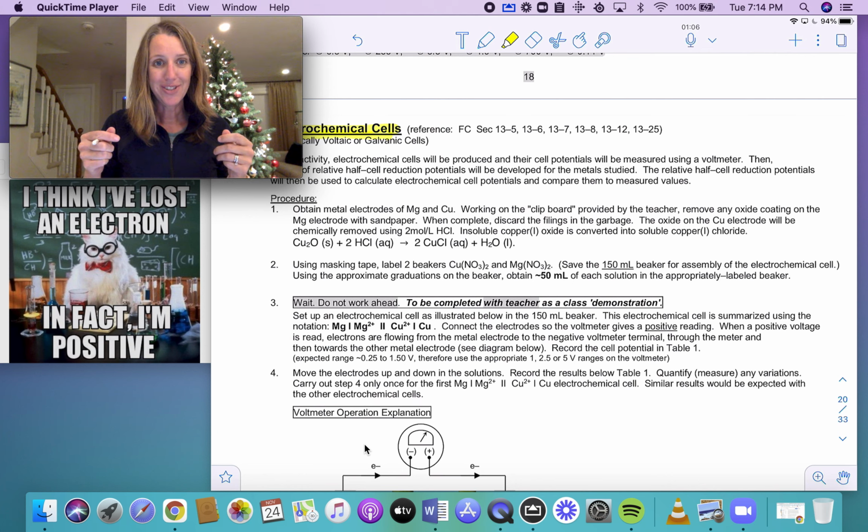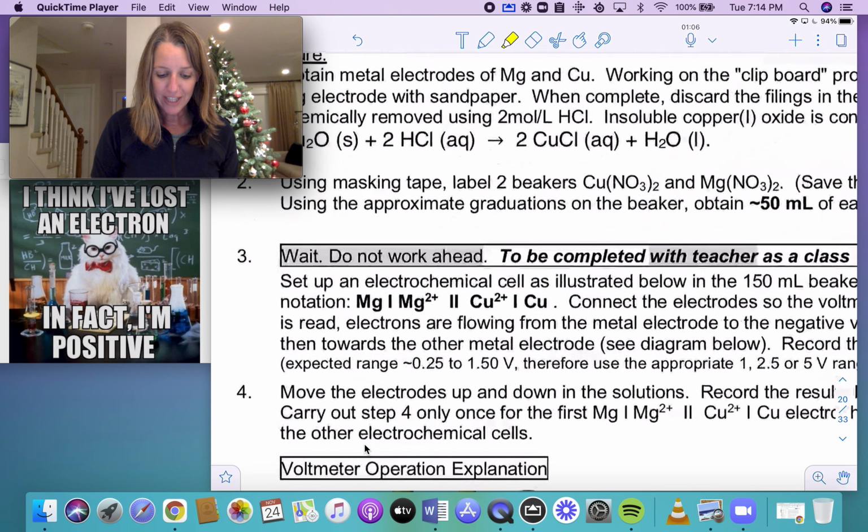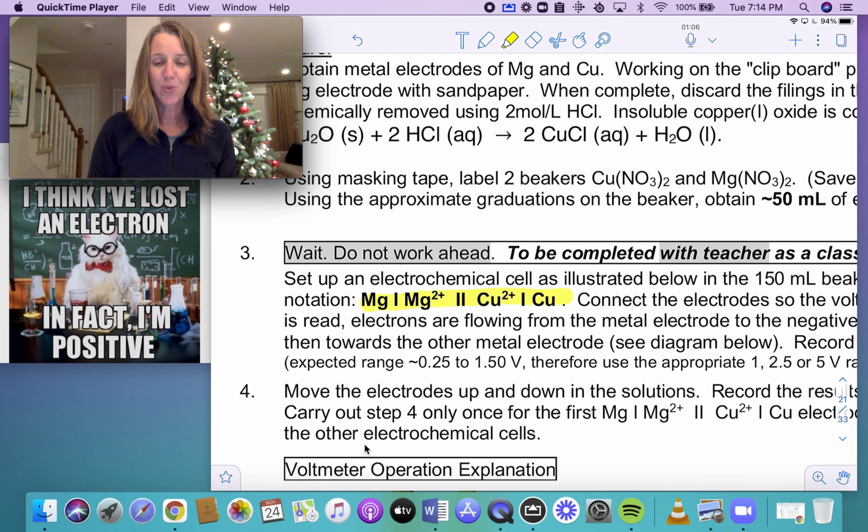You would put the metals in their respective nitrate solutions. You'd hook up the voltmeters, and based on the cell notation, you would be told which one's the anode and which one's the cathode. And then, of course, you're going to get a positive value on your voltmeter. And if you didn't set it up correctly, flip them around and you'll get the positive value. Okay, so you might just not have known which way to set it up.